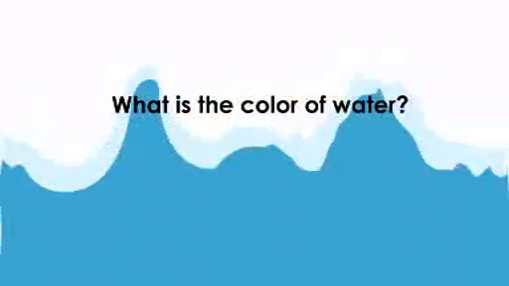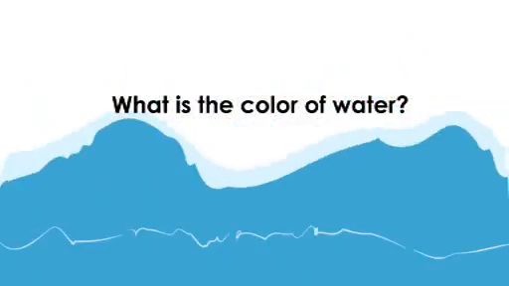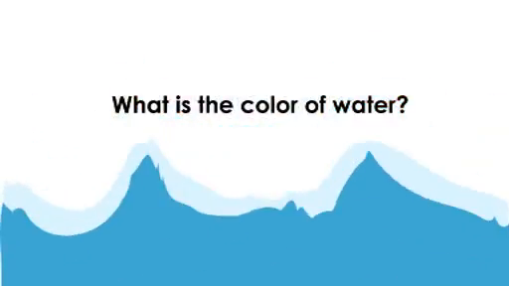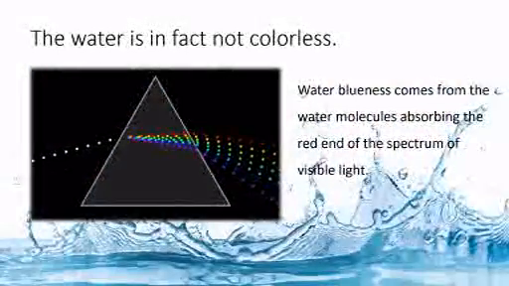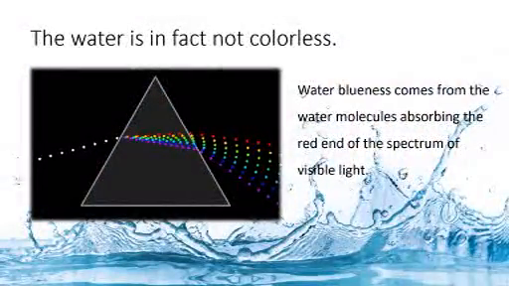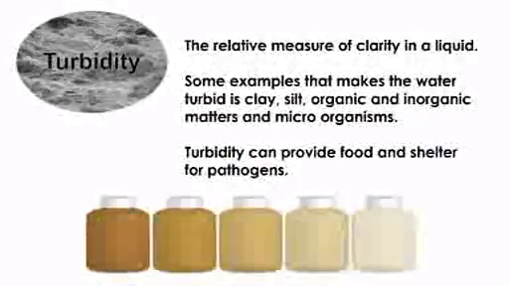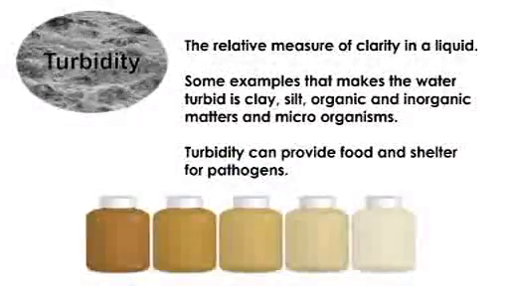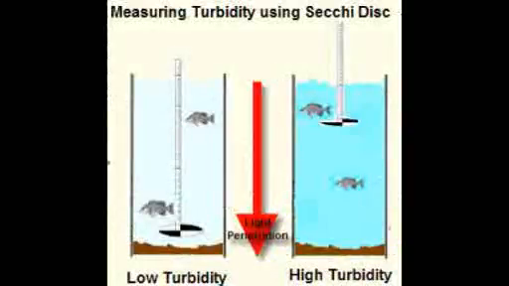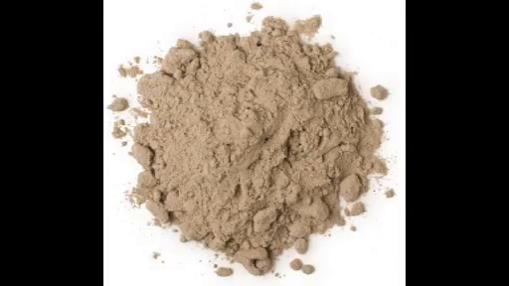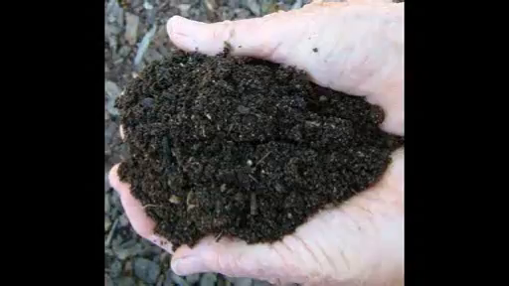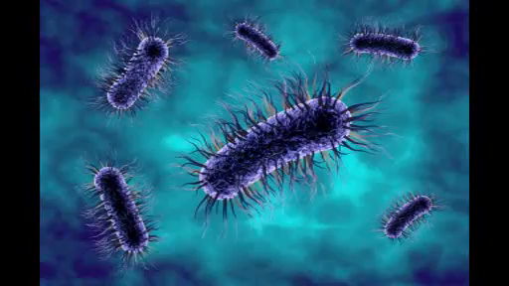What is the color of water? The water is in fact not colorless. Water blueness comes from the water molecules absorbing the red end of the spectrum of visible light. Next is turbidity. It is the relative measure of clarity in a liquid. Some examples that make the water turbid are clay, silt, organic and inorganic matter, and microorganisms.